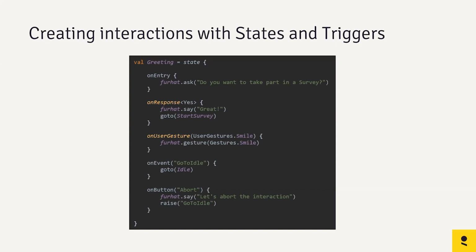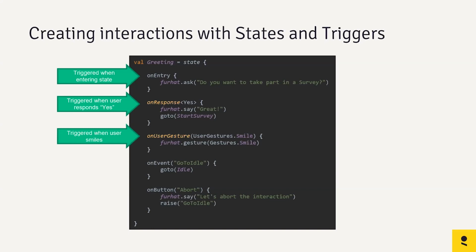So we might be in this greeting state, for example. And there we can define these different triggers. An on-entry trigger is triggered when we enter this state, where we want to ask, do you want to take part in a survey? This on-response with an intent that we have provided is triggered when the user responds yes, in which case Furhat would say yes, great, and go to another state. We can also trigger when the user smiles, for example, or trigger on a custom event that we define.